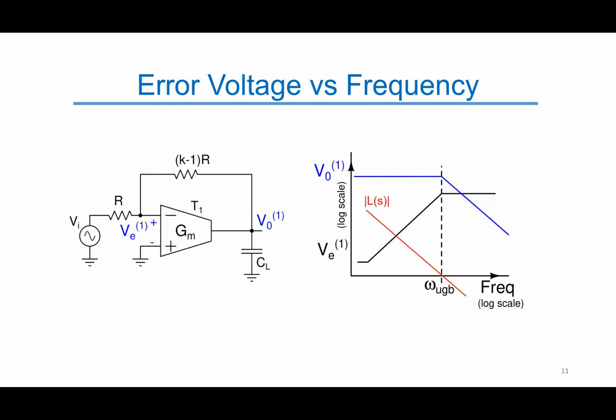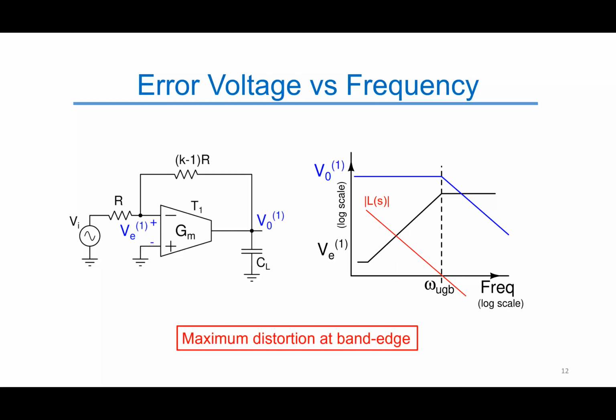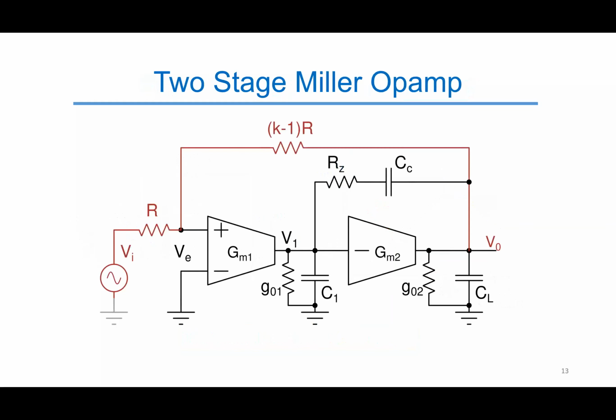Keeping this argument in mind, in the rest of the presentation, we will analyze the negative feedback loops around the UGB of the loop. Now let us consider the two-stage Miller compensated op-amp designed for a closed loop gain of k-1 while driving a large capacitive load CL.